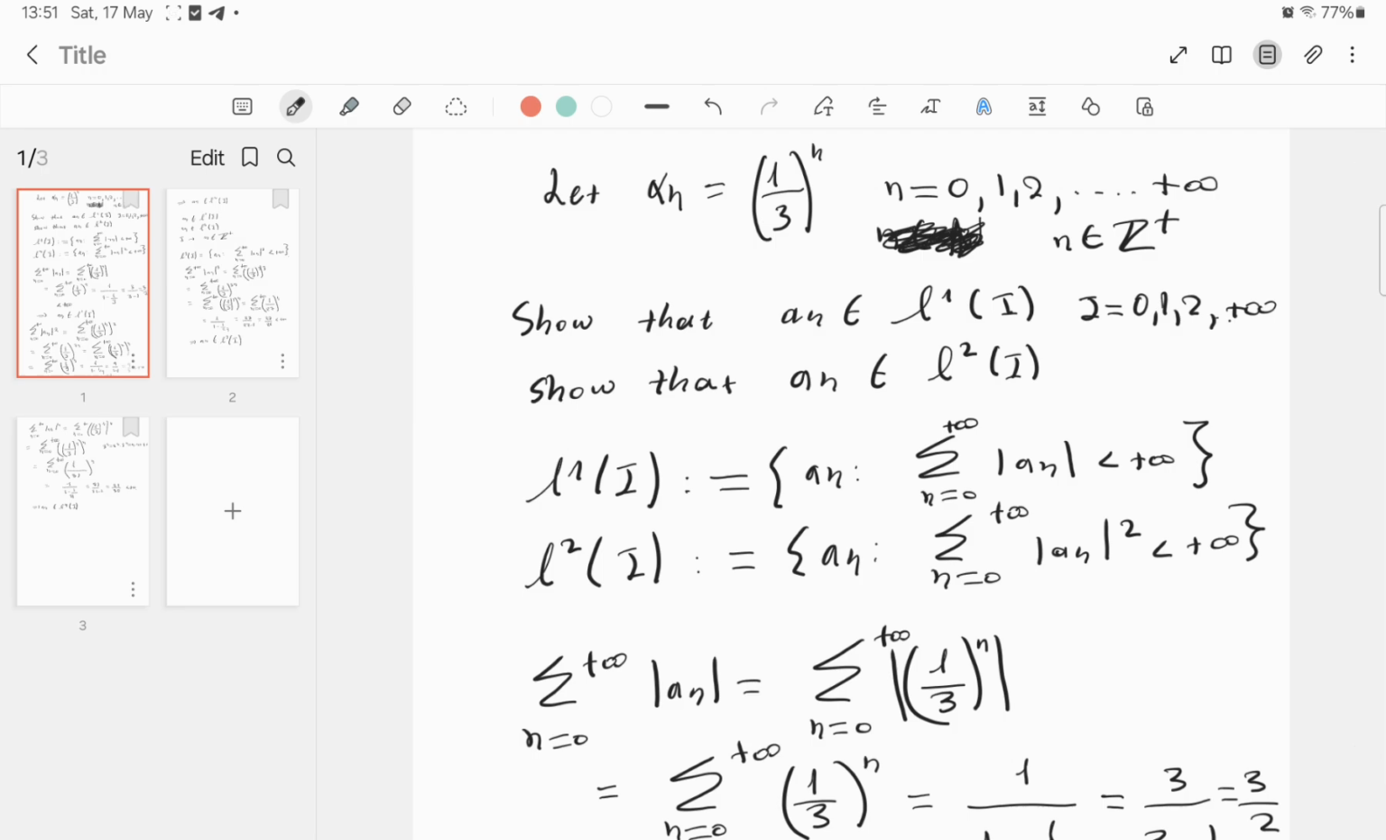It's good to know that when we have a sequence, we can see if it belongs to a class of sequences by doing these calculations.